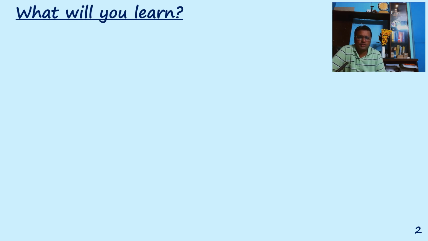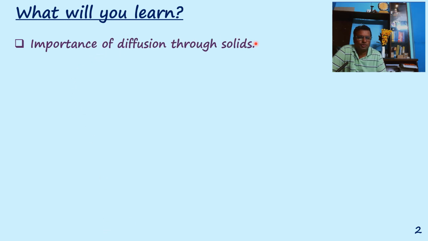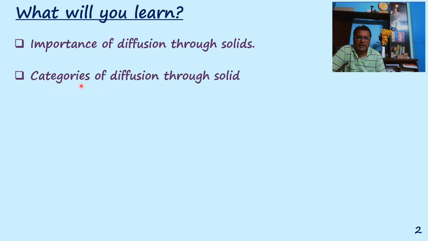So first, let me tell you, after watching this video, what will you learn? You'll understand the importance of diffusion through solids, why it is necessary for chemical engineers to know about diffusion through solids. Then you'll also come to know about categories of diffusion through solids. There are two categories.